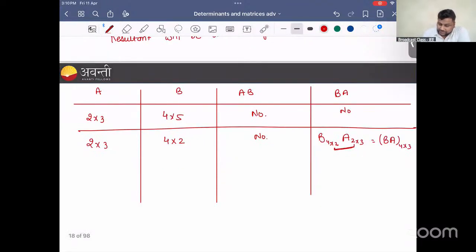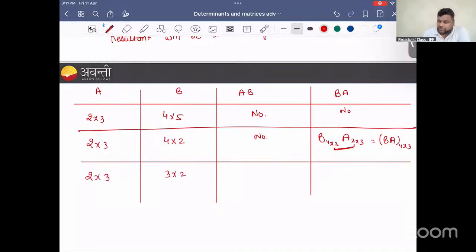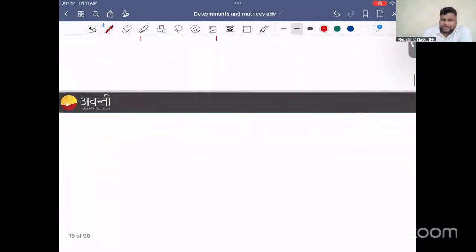Now, say this is of order 2:3. This is of order 3:2. Are we able to do AB? Yes, and the AB you get will be of order 2 by 2. Are we able to do BA? Yes, and the order of BA will be 3 by 3. Got it? So first of all, this is about the order. Now, how do we actually multiply them?